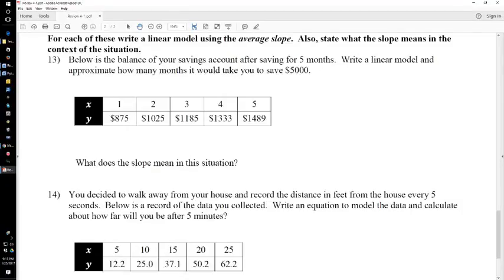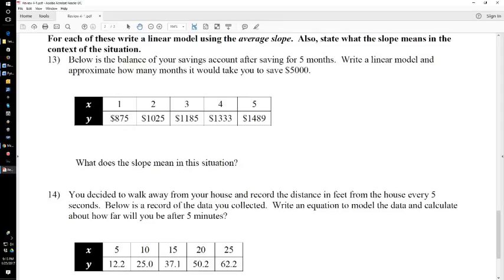All right, for these last two questions, the instruction states for each of these, write a linear model using the average slope. So these aren't going to come out perfect. We're going to have to find the average change in y. Also state what the slope means in the context of the situation.